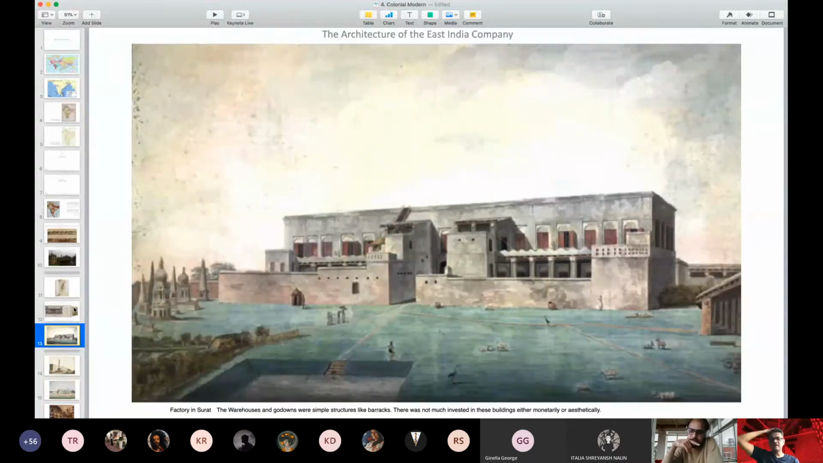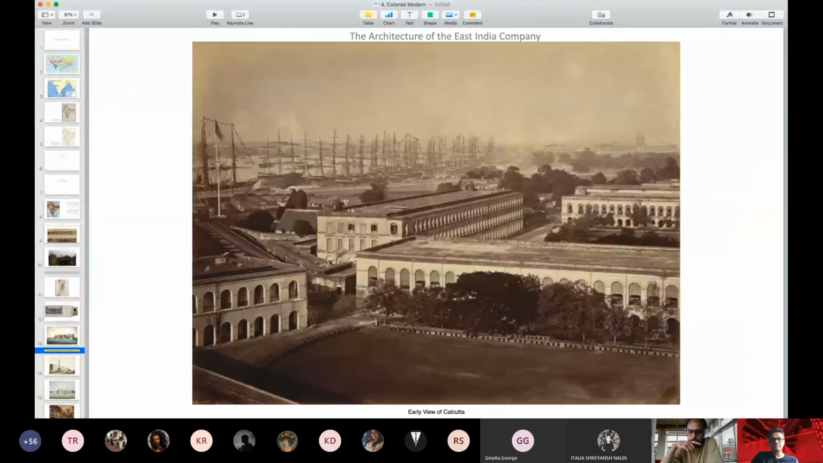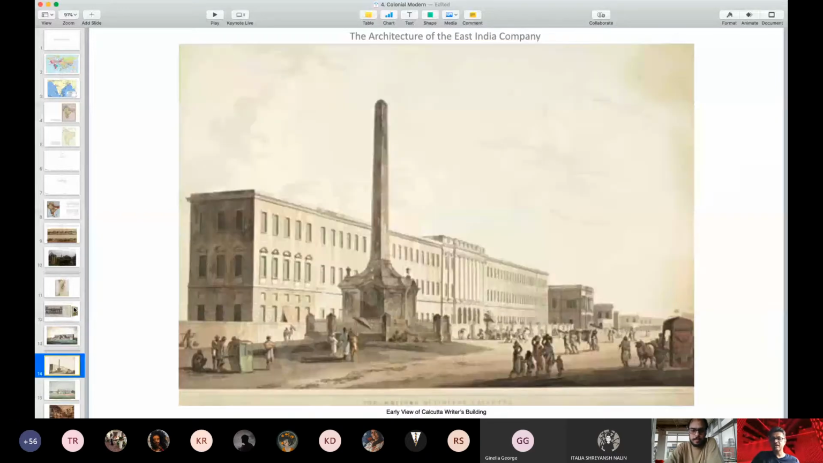The less fancy buildings were simple dabbas. Like this is the factory. They're like warehouse buildings just to house all the grain or all the stuff that needed to be housed before it was shipped off to Britain. Even some of the administrative buildings were built in this sort of barrack way. This, for example, is the Writers' Building in Calcutta, which is and continues to be an important space for the government, for governing Bengal.